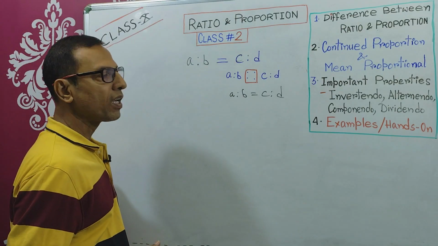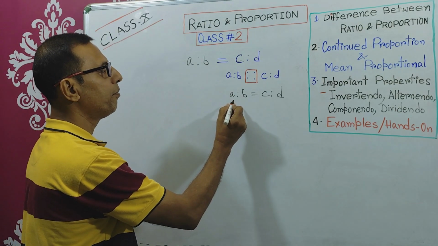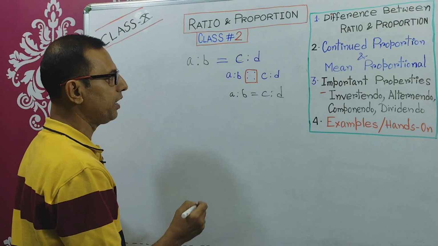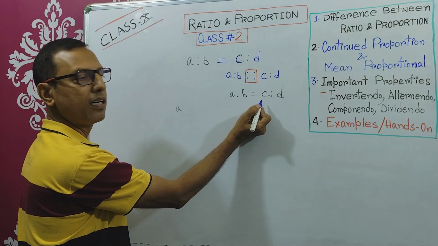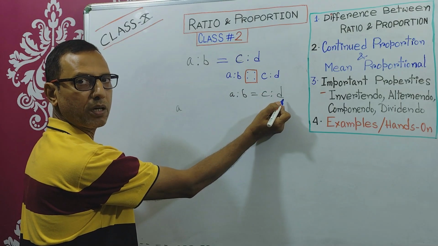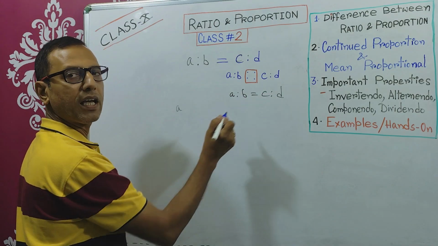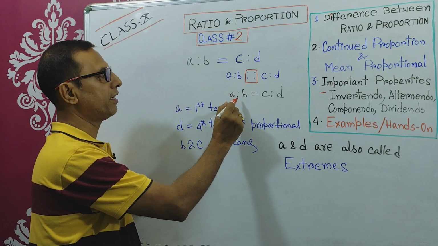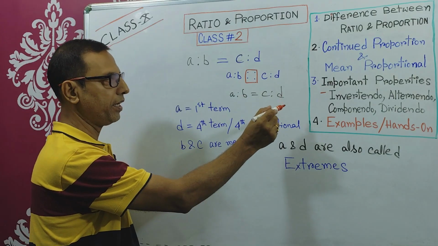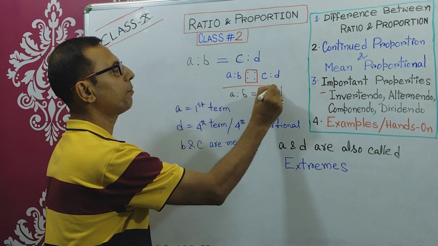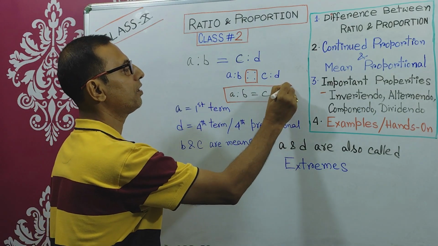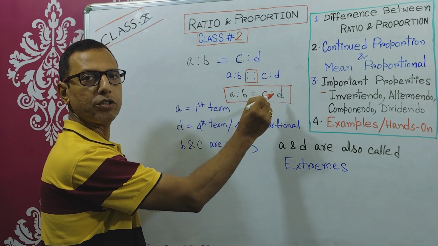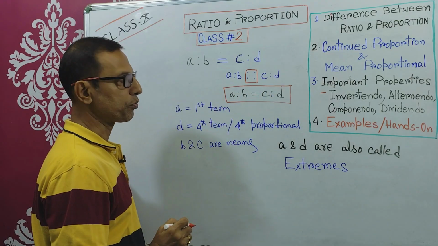Now in proportion, if I say A is to B equals C is to D, A is the first term, D is the fourth term, right? B and C are means. So if two ratios are equal, let's say A is to B equals C is to D, I will say this is a relation. This relation establishes proportion because it equates two ratios. So this is a proportion.